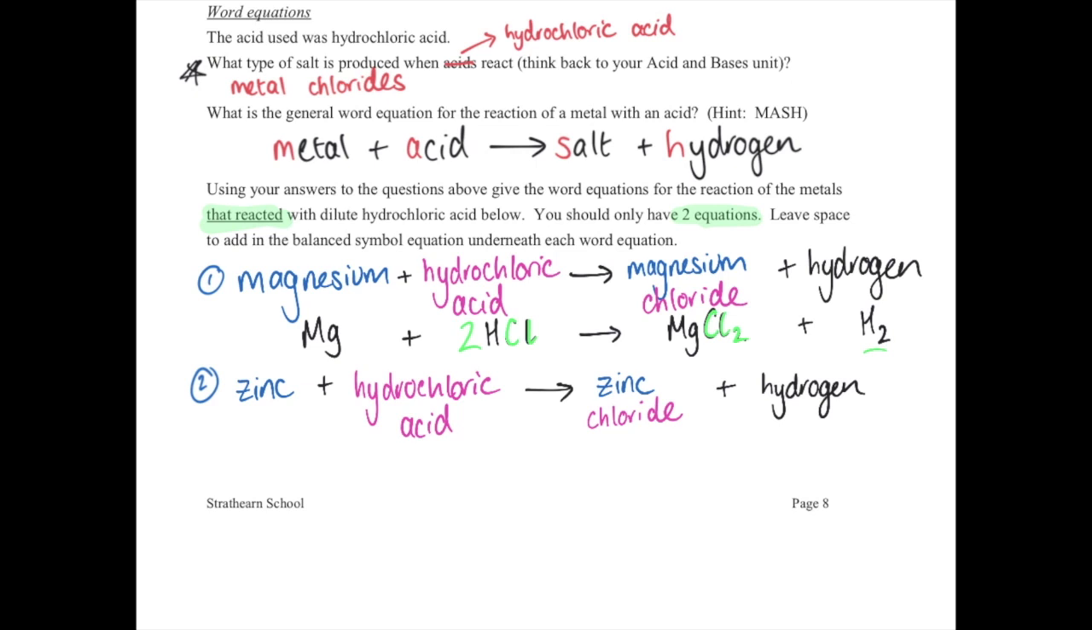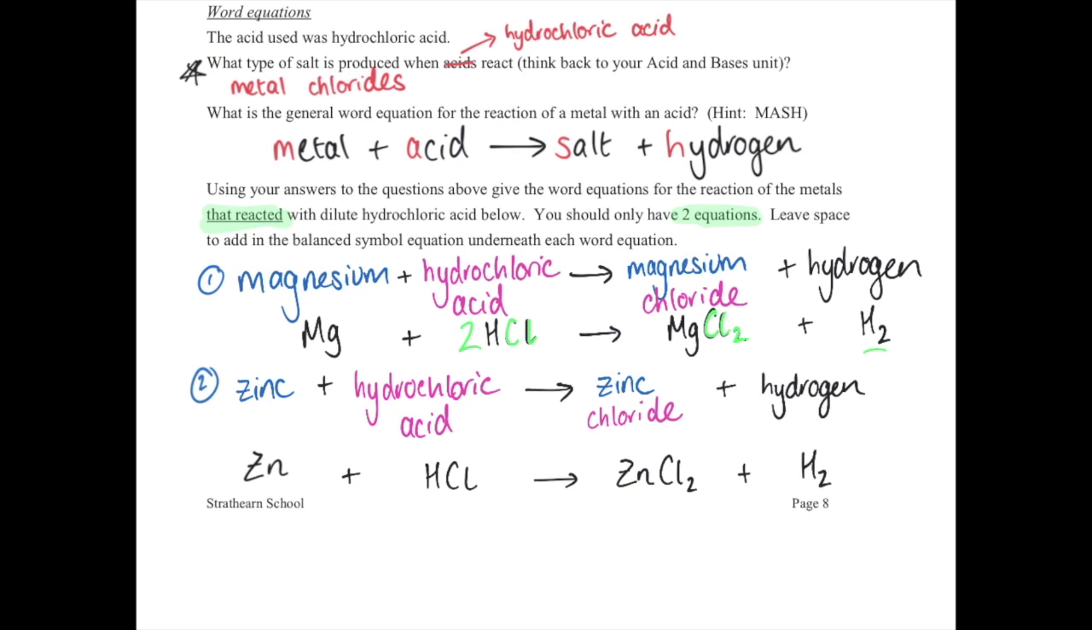Let's give that a go for zinc reacting with hydrochloric acid as well. The formula for zinc is Zn. The formula for hydrochloric acid, just as we've seen, is HCl. The formula for zinc chloride, again, is very similar to magnesium chloride, in that it's ZnCl2. Plus hydrogen, which is H2.